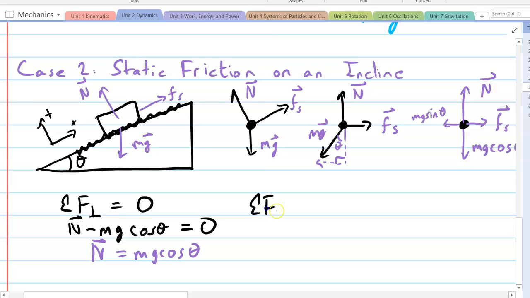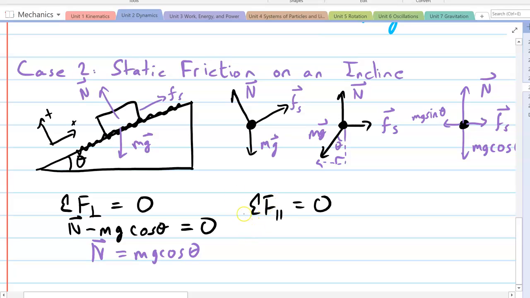So the net force in the parallel direction is also zero, because it's not moving. Static friction means no motion. It's not related to any type of motion, while kinetic is related to any motion, even constant velocity. So you might even have cases where you have motion, but the net force is 0 because of constant velocity, and it's still kinetic friction. But in this case, the object is not moving, so it is static friction.